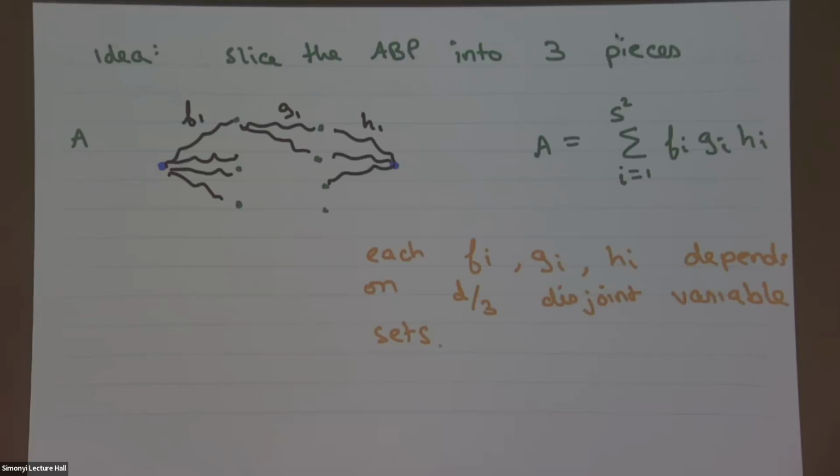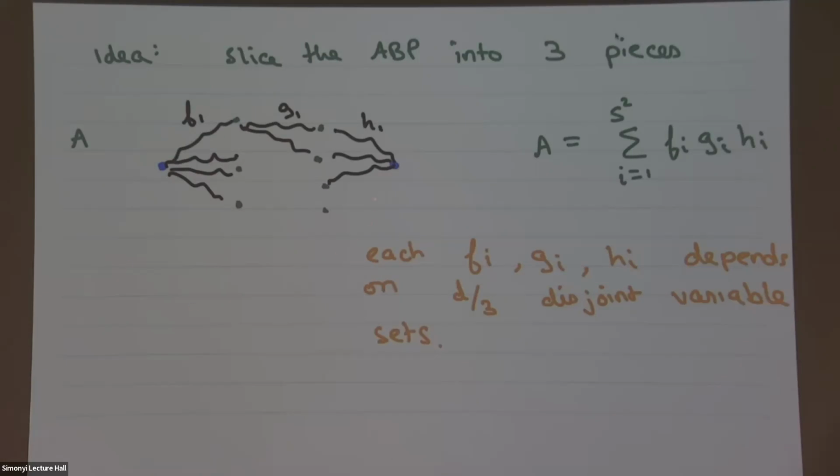So this is the next idea that we tried, which actually works. Instead of cutting the ABP into 2 pieces down the center, let's slice it into multiple pieces. So let's see what happens when we slice it into 3 pieces. You have D layers, you look at the first D over 3, then the second D over 3, and the last D over 3. So you have 2 slices you're making. You have S vertices in the first slice and then another S vertices in the next slice.